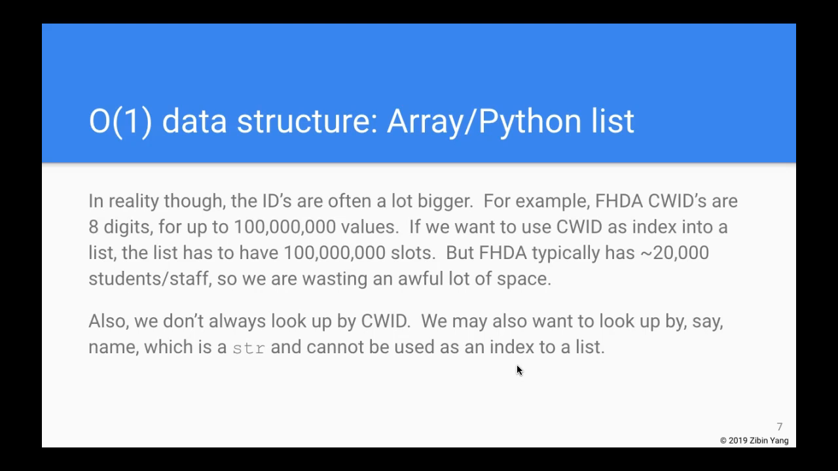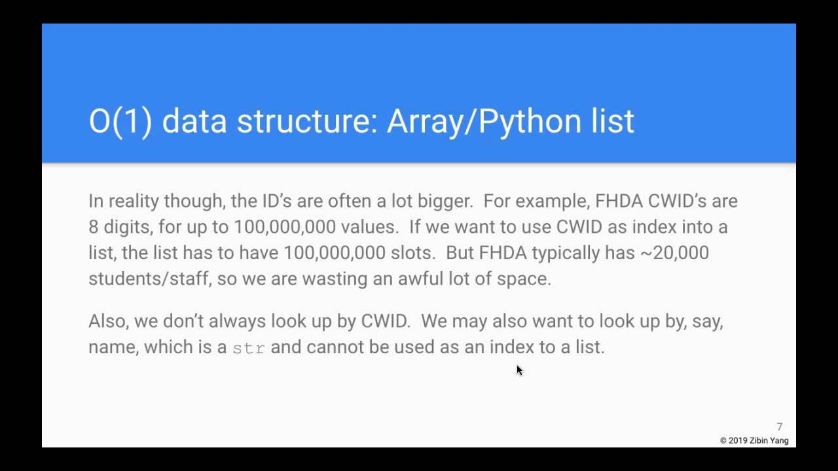And even assuming we have that much space, another problem is that the college only has around, I think, 20,000 students plus staff. So if we allocate an array that can hold 100 million students, we are wasting a lot of space. Another problem is we don't always look up by CWID, right? Sometimes we want to look up by your last name, your first name, or something else.